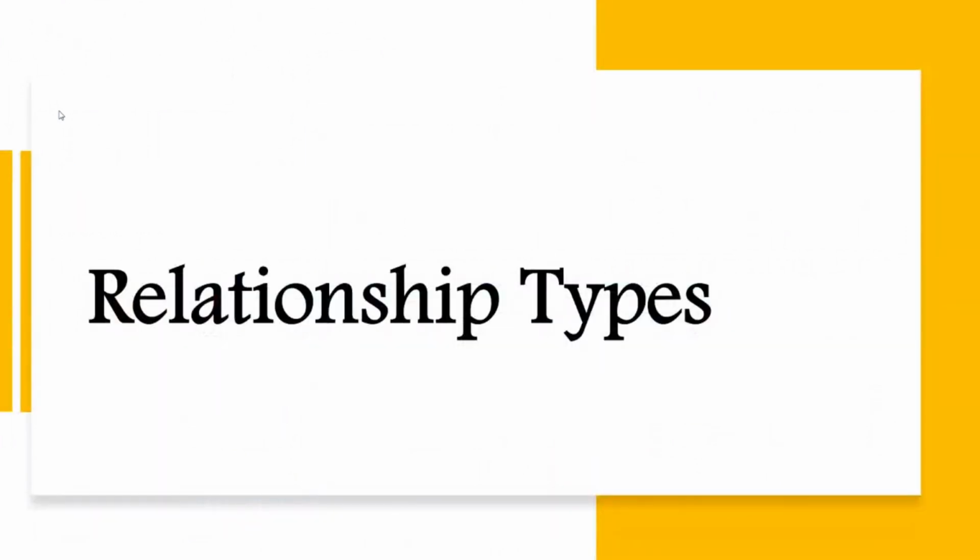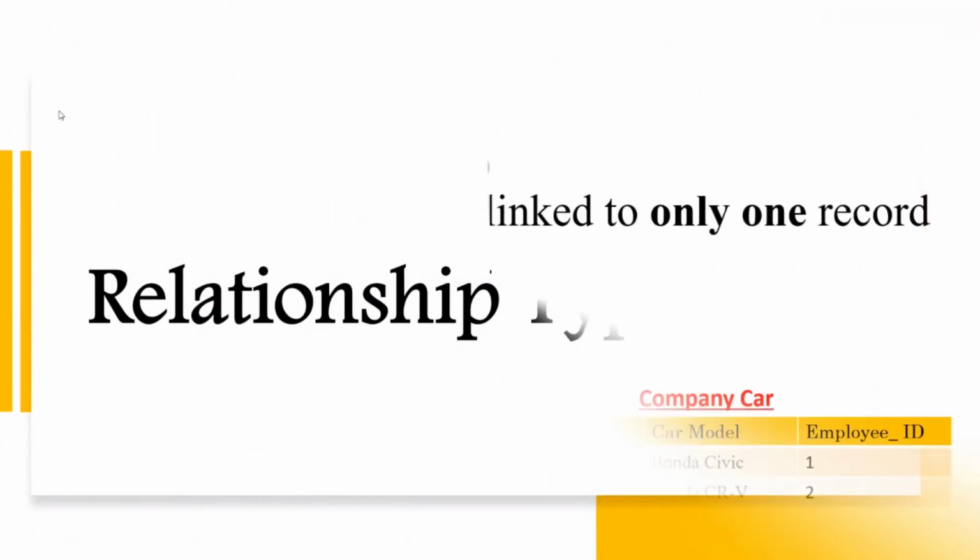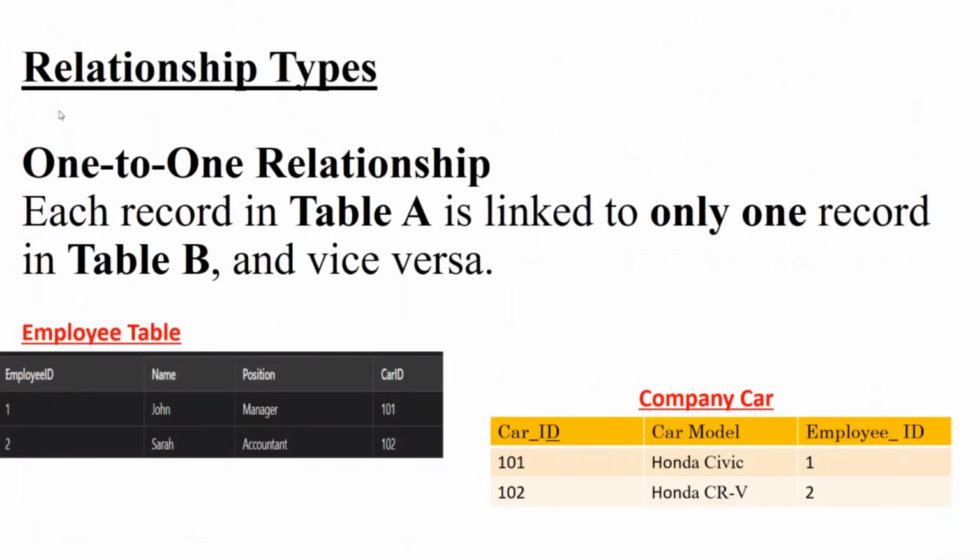Alright, so let's now look at the different relationship types that exist in a database. So the first one being one-to-one relationship, and it reads, each record in table A is linked to only one record in table B and vice versa. So this is saying that each record in one table is linked to only one record in another table.